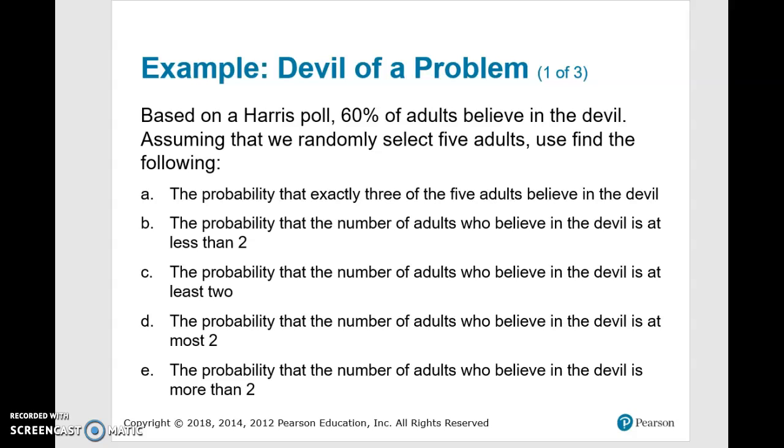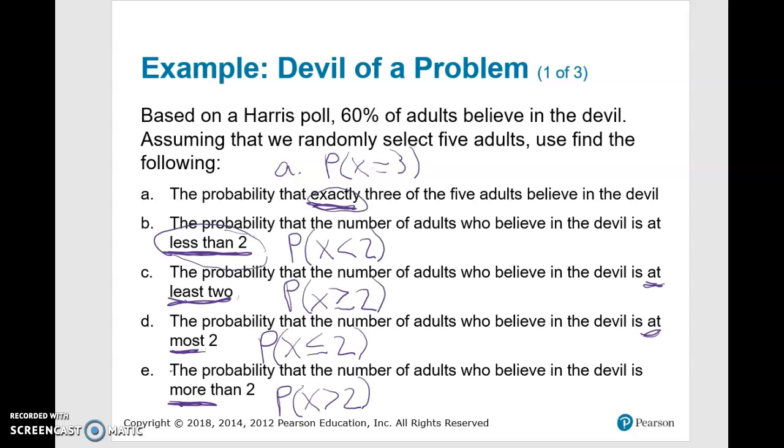What I want you to do now is pause the video, and I want you to write each of these statements in symbolic form. So what should that look like? Well, it should look like the probability of X, and then you'll write equal to, less than, greater than, less than or equal to, or greater than or equal to some number. Go ahead and pause, then we'll check our answers.